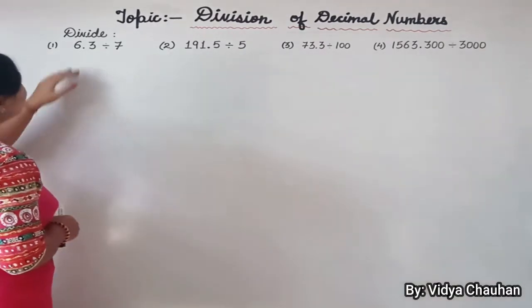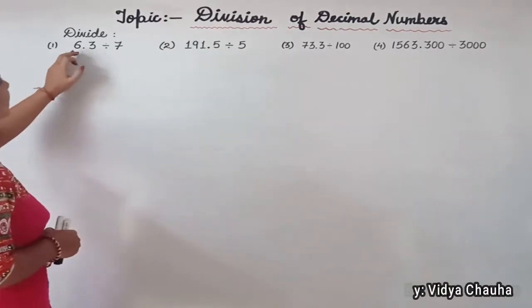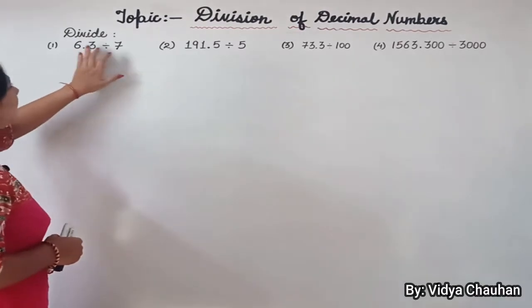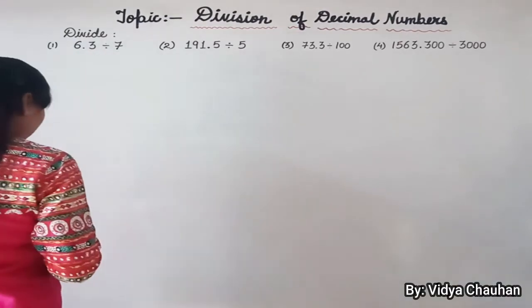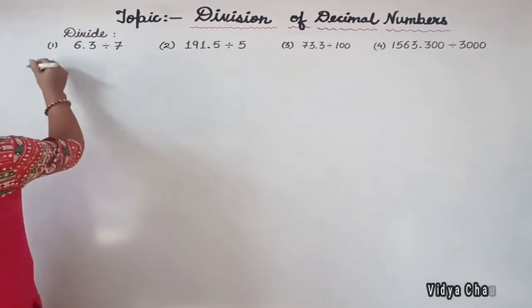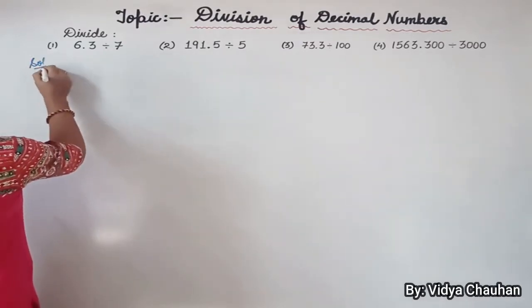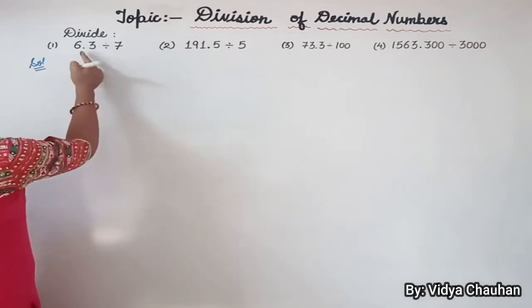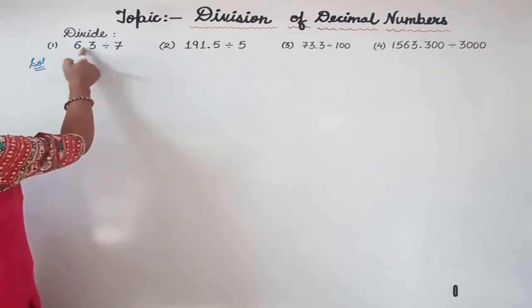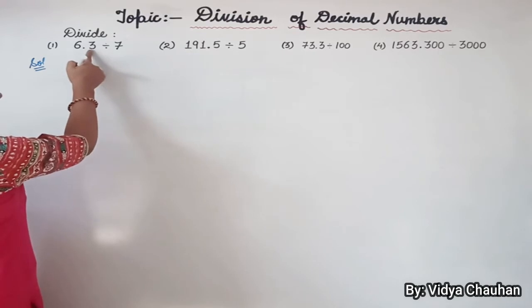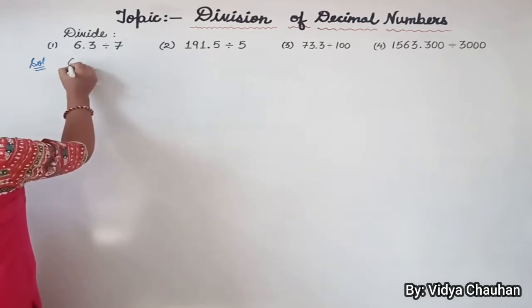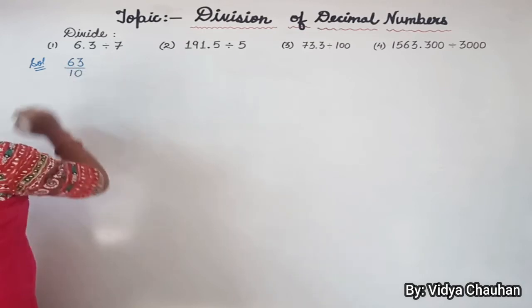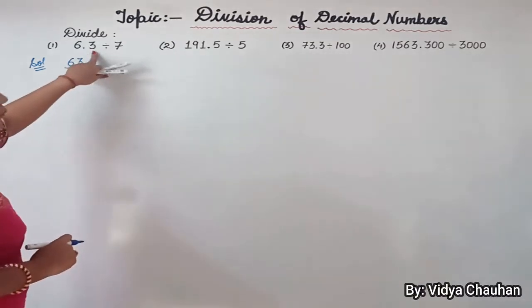So starting with the first part, in which you have to divide 6.3 by 7. So 6.3 divided by 7. Starting with the first part and its solution: 6.3 divided by 7. Very first, write this decimal number in its fraction form. So 6.3, can I write it as 63 upon 10? Because the decimal is after one place.